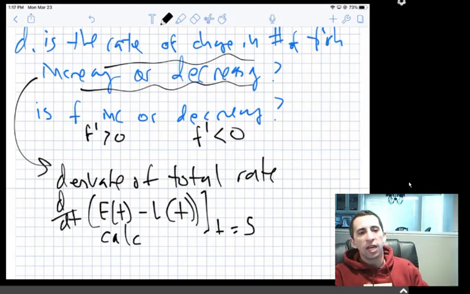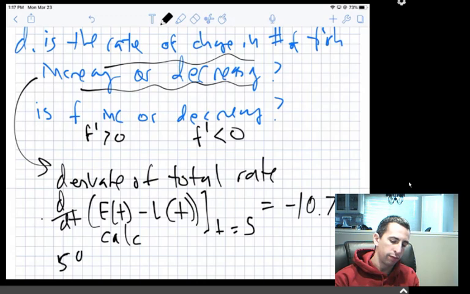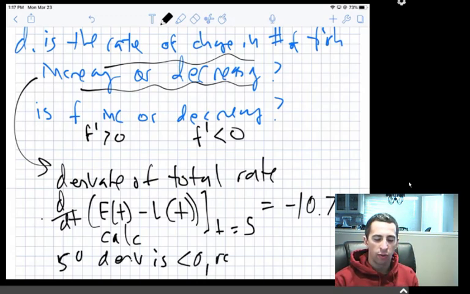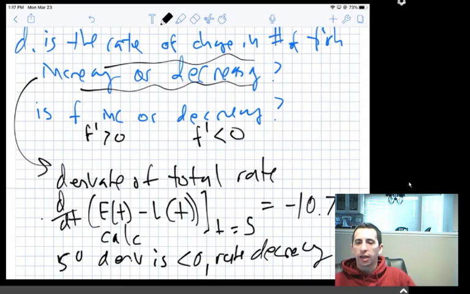Anyway, because this value is negative, I ended up getting negative 10.7227, that derivative is negative, so that rate is decreasing. That's how I did the problem. But I think it's tricky because it doesn't ask if the amount of fish is decreasing. It asks if that rate is increasing or decreasing.